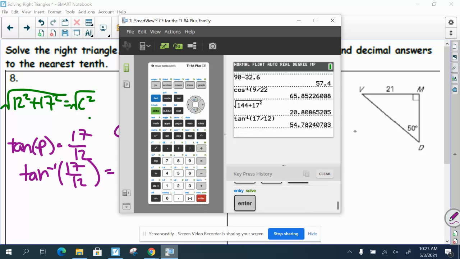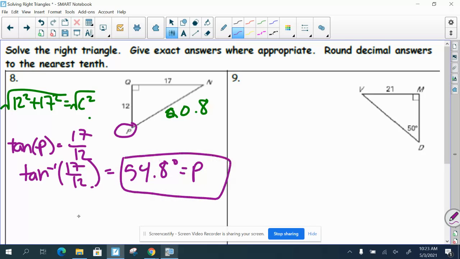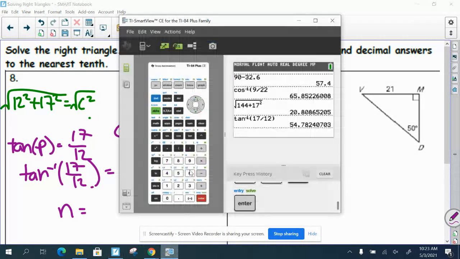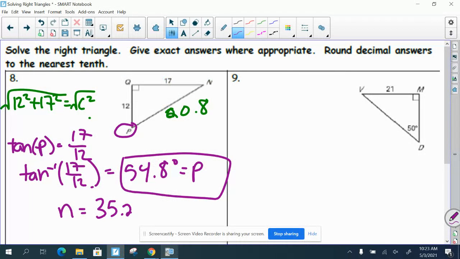And that gives us 54.8 for angle P. And then angle N would be 90 minus that. So 35.2. Okay, and then we've solved for the triangle. So there's always going to be 3 things that you'll need to solve for.